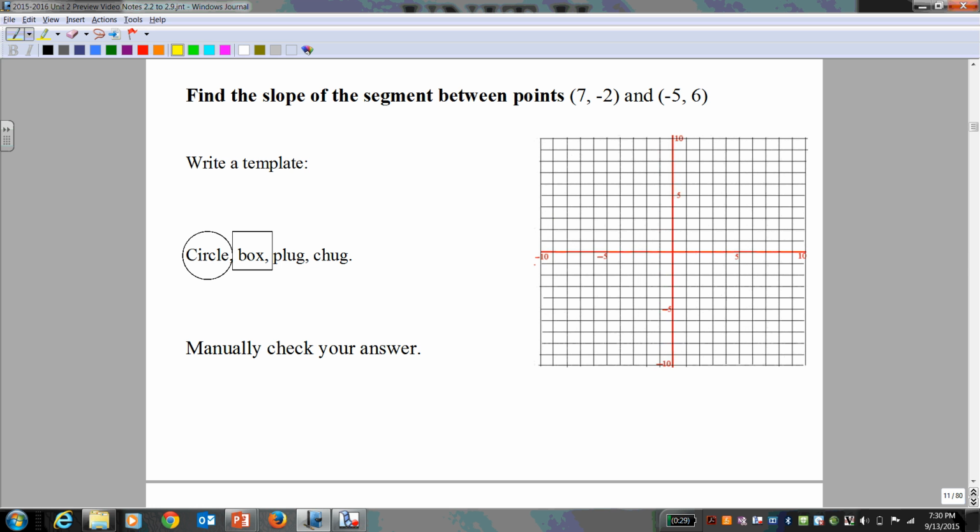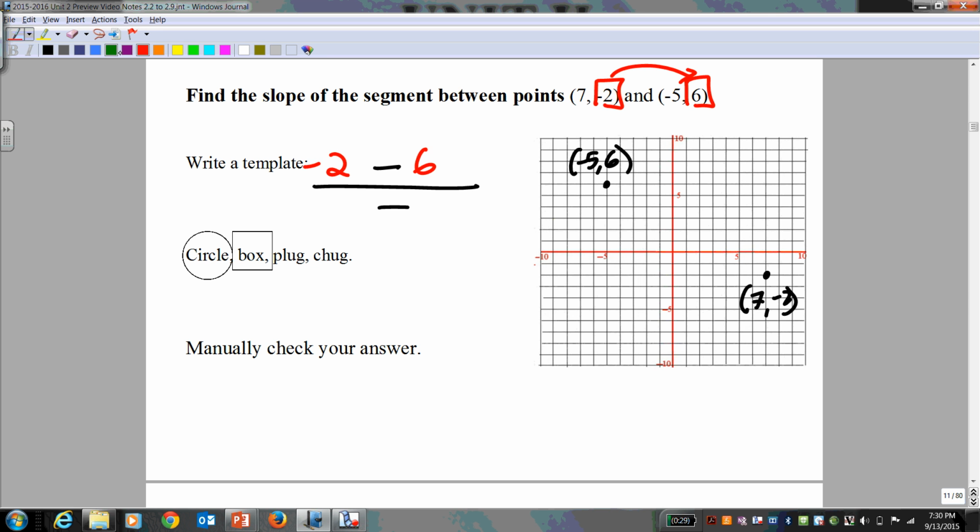This one here, 7 and negative 2, so we're positive 7, negative 2, and negative 5, positive 6. Start with the template. You subtract 1 on top, 1 on bottom. Subtract the y's, subtract the x's. Clean it up. Double right here, that's going to be negative 8. Double negative makes a positive, that's 12.